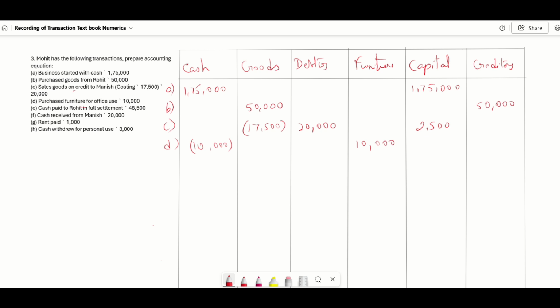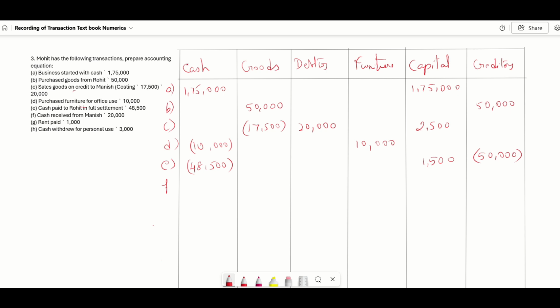Again it is balanced. E, paid cash to Rohit in full settlement 48,500. So Rohit was supposed to be paid 50,000, but there's some discount that is being received, so only 48,500 is being paid. So his full 50 is closed, and the discount amount that is being received will be added to the capital account, 1,500. Okay, I hope this portion is clear.